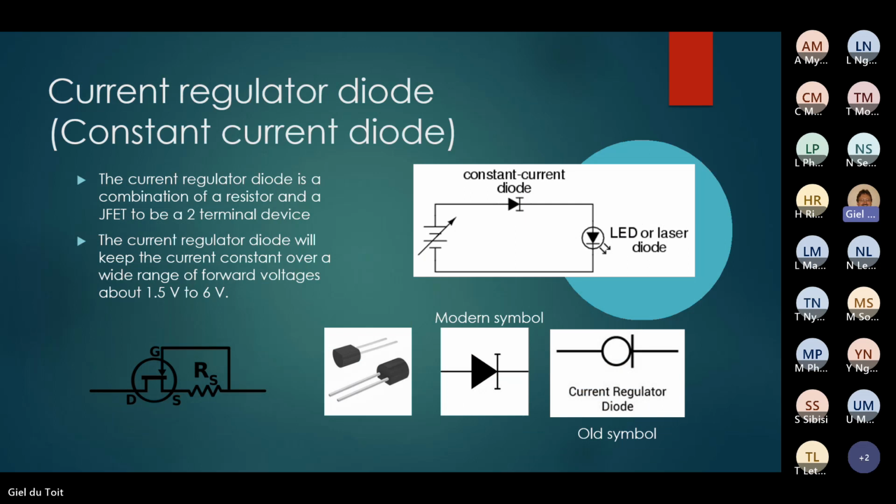This is a current regulator diode. It's a constant current diode. It will control the current through the LED or through the circuit.